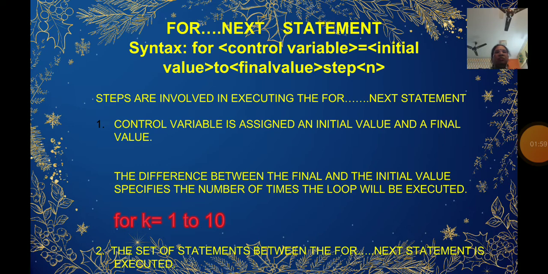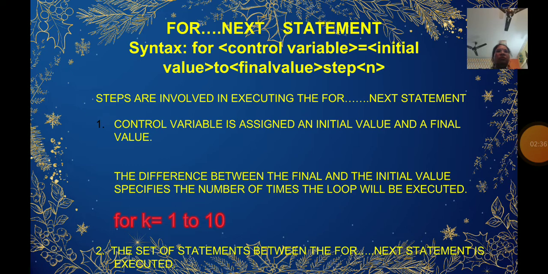So what is the syntax of For? How are we going to write the For Next? So that is For, and a control variable. What do you mean by control variable? A counter is a variable that keeps track of the number of times a particular instruction or set of instructions has been executed in a loop. So it is also called a control variable.